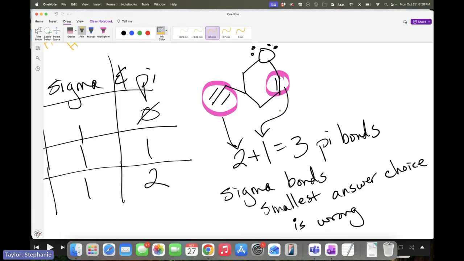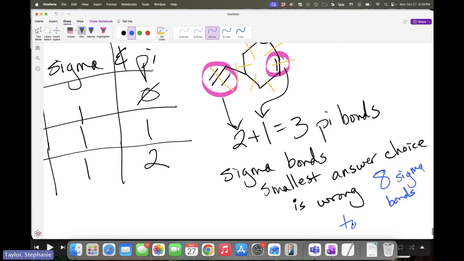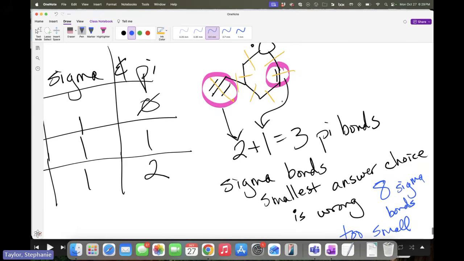So when you count sigma bonds, every single bond, every double bond, every triple bond has one sigma bond. What we usually assume you're going to do is look at this shape and go 1, 2, 3, 4, 5, 6, 7, 8, and tell me that there are 8 sigma bonds. That's the wrong number, but that is the easy number to come across. So 8 sigma bonds is too small, because there are no hydrogens drawn in here.